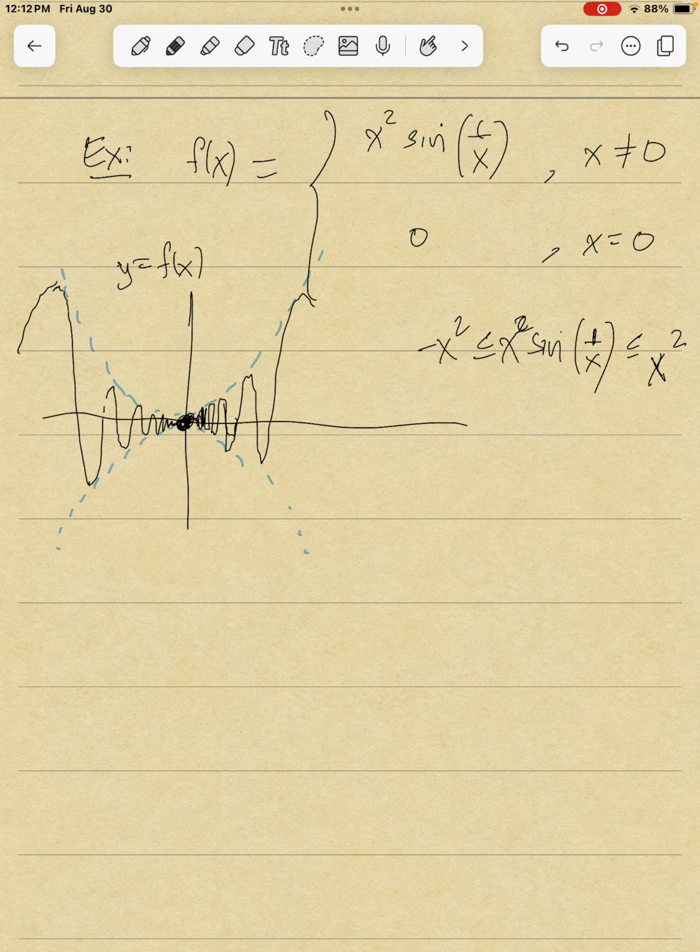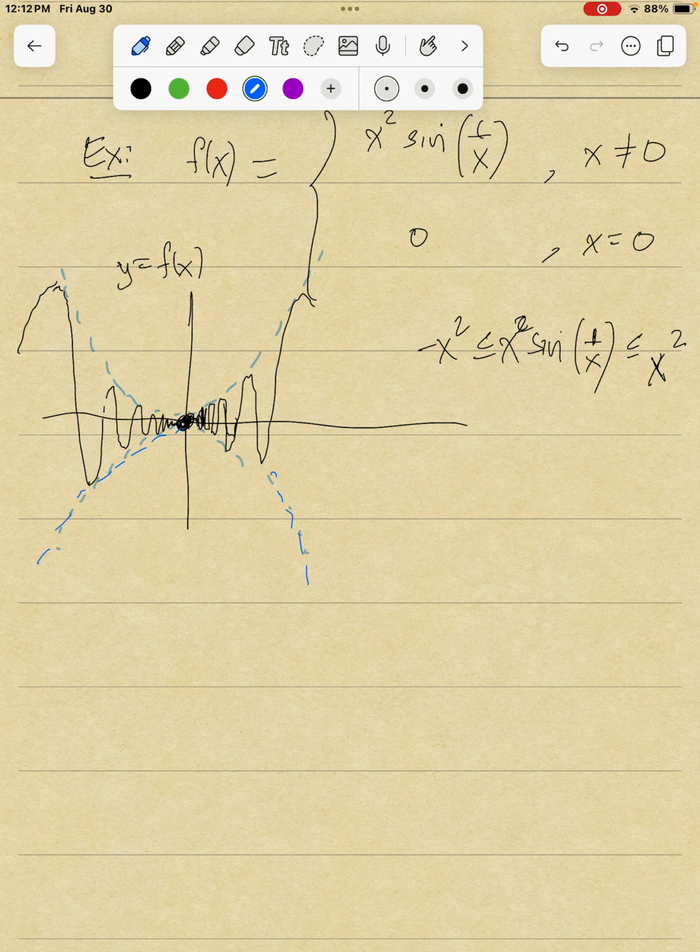Okay, so this is y equals negative x squared. This is y equals x squared. And then the function that I drew that's oscillating back and forth is y equals f of x. Okay, so let's see if we can evaluate the derivative. Does f prime of 0 exist?